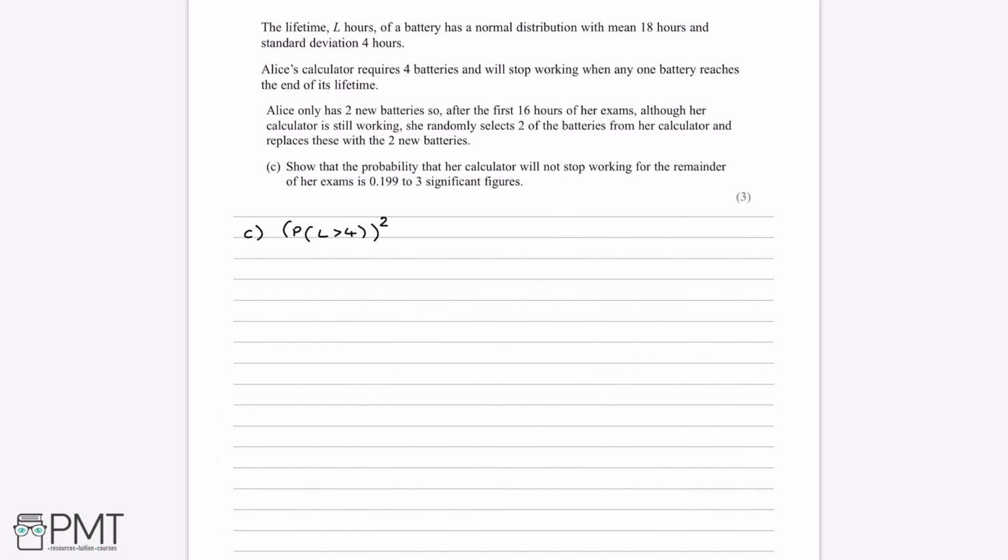So if this is for the two new batteries, now what about the two old ones that have already lasted 16 hours? So in part B, we needed to find the probability that the calculator will not stop working for the rest of her exams when all 4 have already lasted for 16 hours. And what there we needed to find was the probability that the lifetime is greater than 20, given that the lifetime is greater than 16, so given that it's already lasted 16 hours. And that found us the probability for one battery that this will happen.